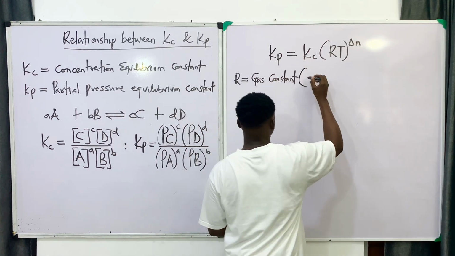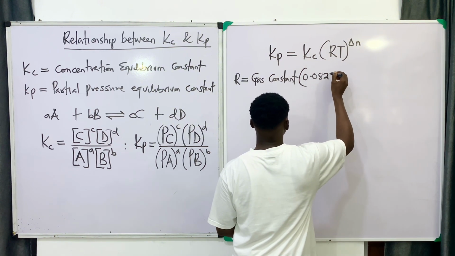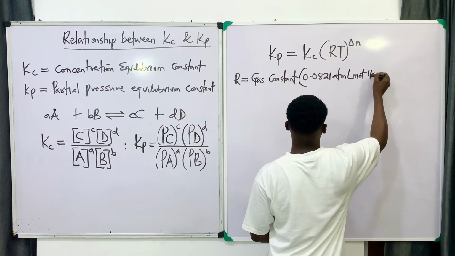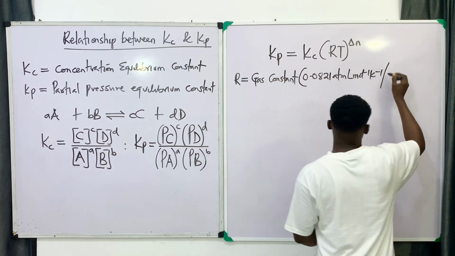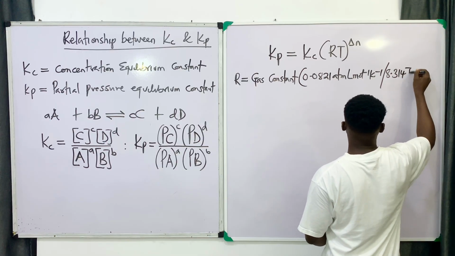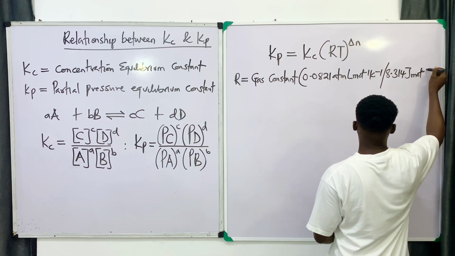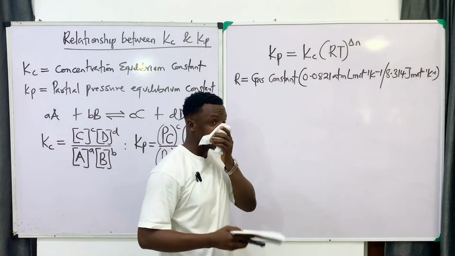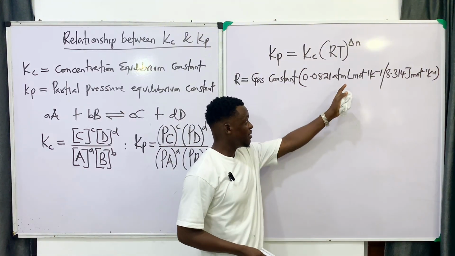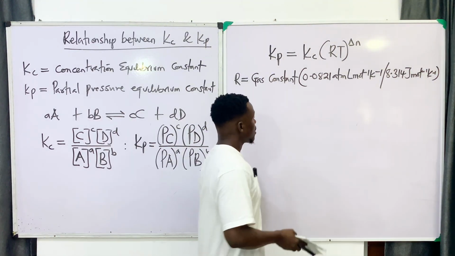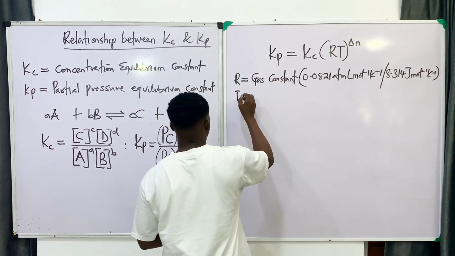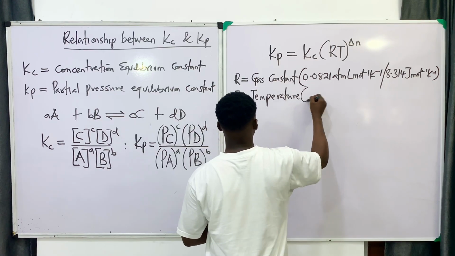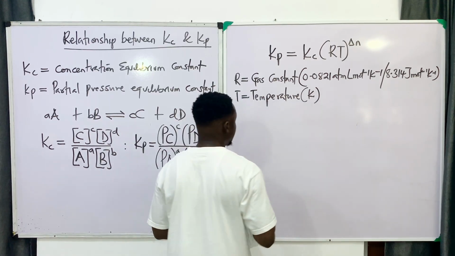which they can give us to be 0.0821 atm liters per mole per Kelvin, or you can say 8.321 joules per mole per Kelvin. And whichever of these is given to you, you can make use of it, but most likely you're always going to use this. Okay, now the T here is temperature, and temperature must always be in Kelvin.